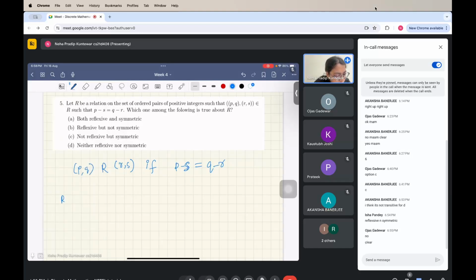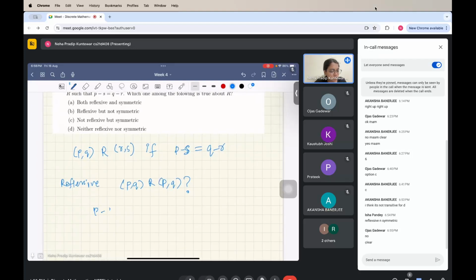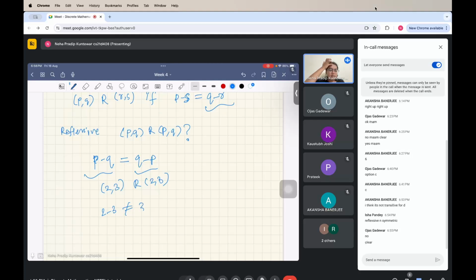If you want to understand whether it is reflexive, let's ask if PQ is related to PQ. If you do that, what you get is P minus Q on one side, and Q minus P on the other side. So it's not necessary that P minus Q is the same as Q minus P. For example, you can take 2 3 and 2 3 as your examples. So 2 minus 3 is not the same as 3 minus 2. So this is a clear counterexample of why the relation is not reflexive.